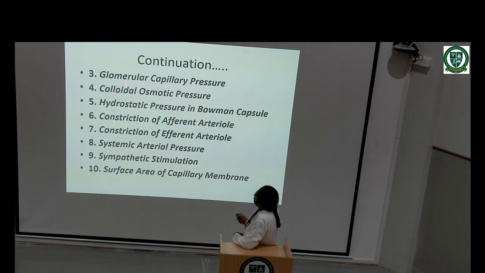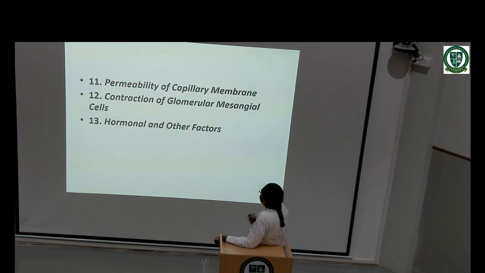Third is glomerular capillary pressure. Fourth, colloidal osmotic pressure. Fifth is hydrostatic pressure in Bowman's capsule. Constriction of afferent arteriole, constriction of efferent arteriole, systemic arterial pressure, sympathetic stimulation, surface area of the capillary membrane. 11th is permeability of capillary membrane. 12th, contraction of glomerular mesangial cells. 13th is hormonal factors which affect this GFR.